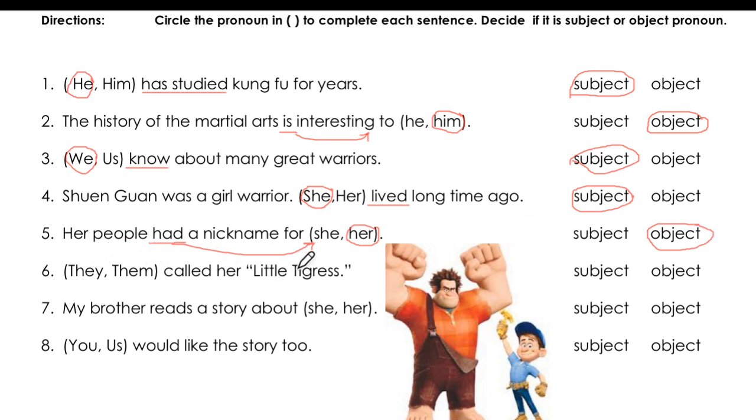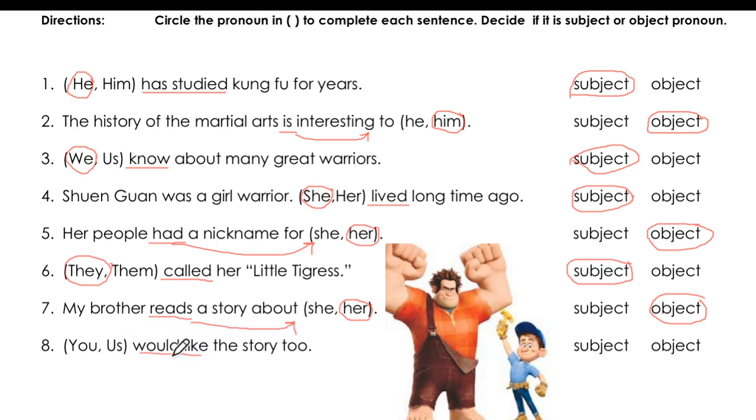They or them called her little tigress. Called is an action. What comes before the action? Subject or object pronoun? Subject. And which one is subject? They. Circle subject. My brother reads a story about she or her. Read is an action. What comes after the action? Object pronoun. Which one is object, she or her? He reads a story about she or about her? About her. So is it subject or object? Object.